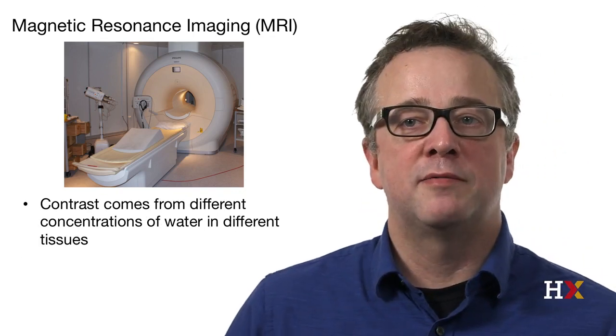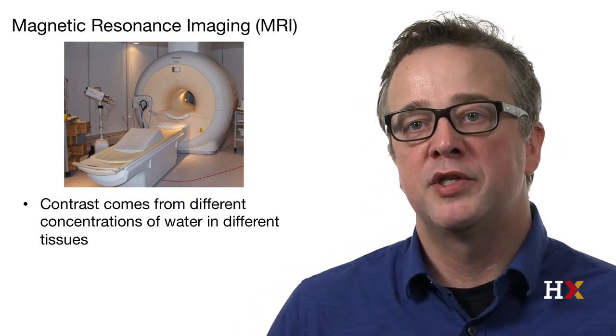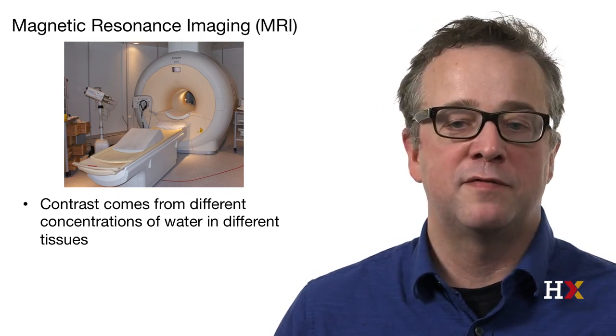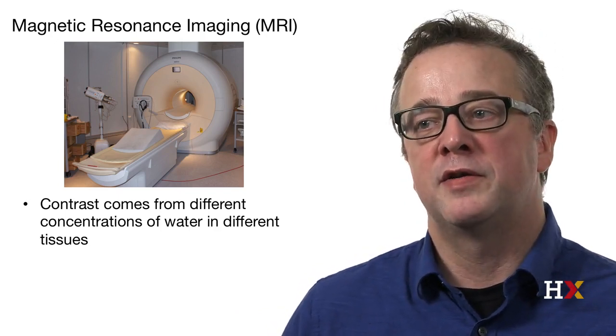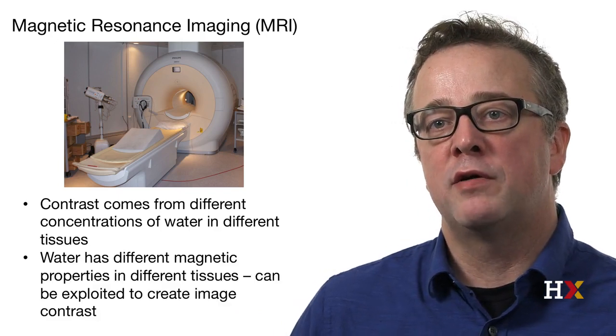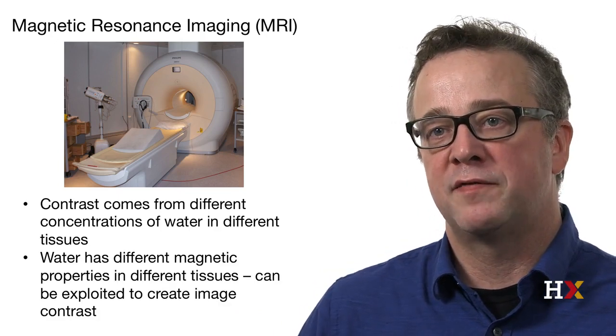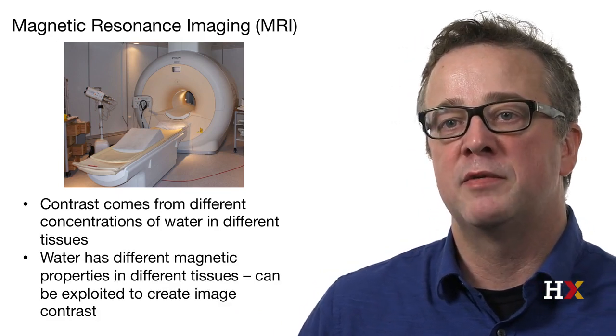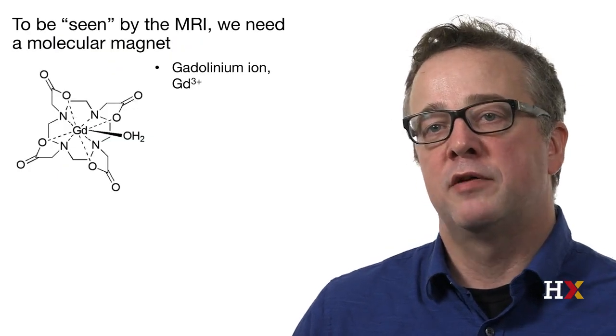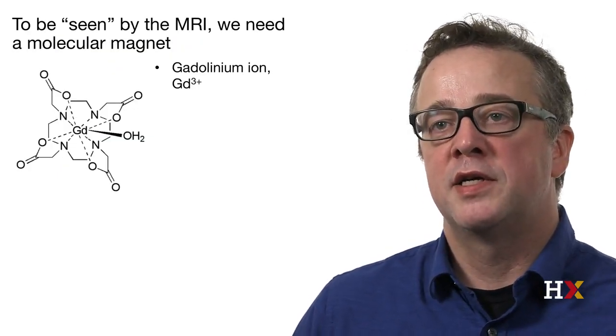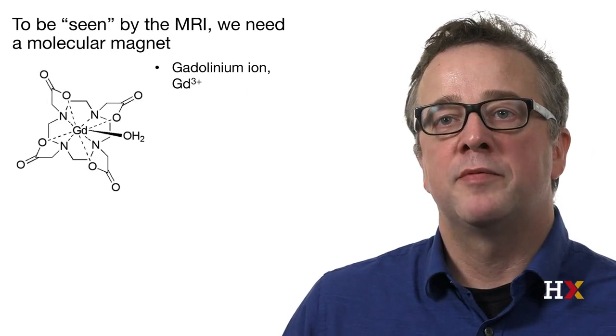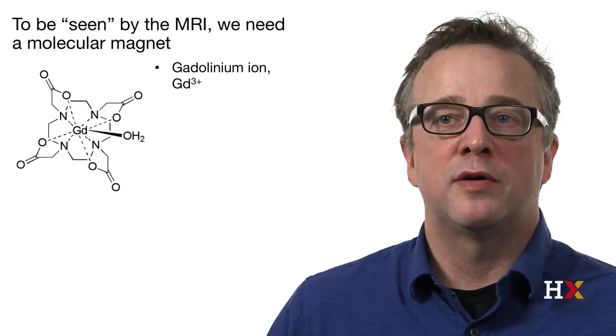So the contrast that we see in an MR image arises from the fact that there's different concentrations of water in different tissues in your body. But water also has different magnetic properties in different tissues, and we can exploit that to create image contrast. Another way that we can create image contrast is to use a metal ion. In this case, we use a metal called gadolinium.